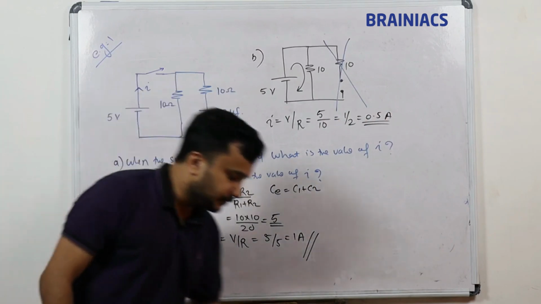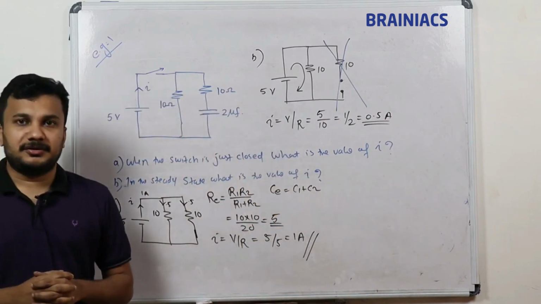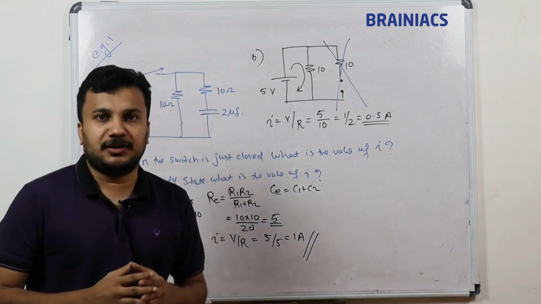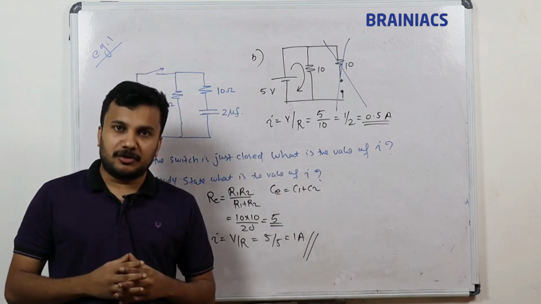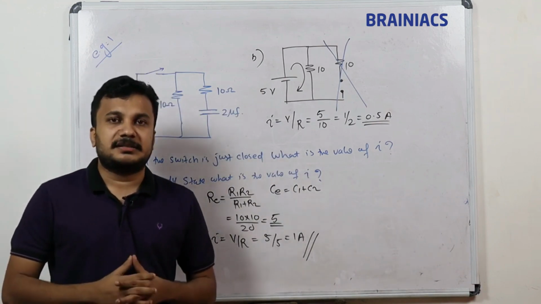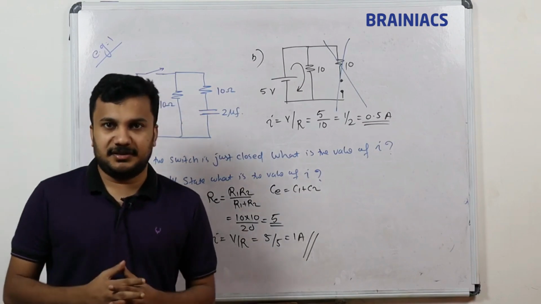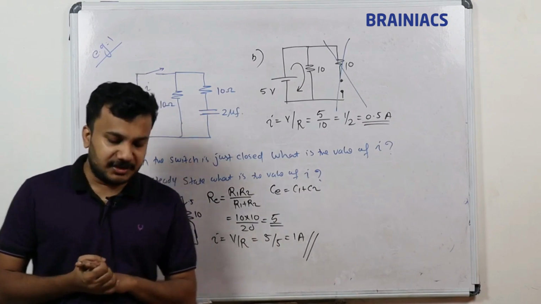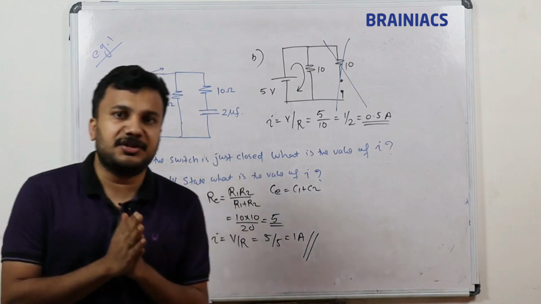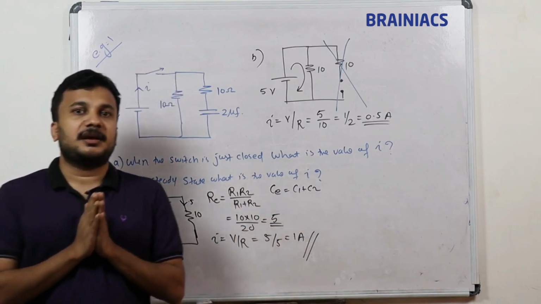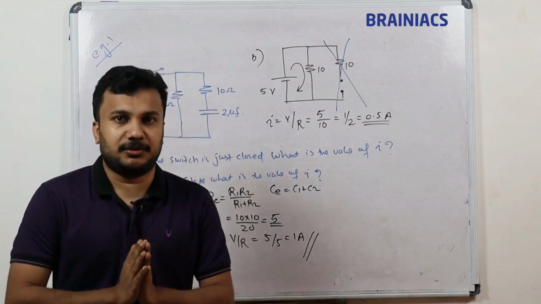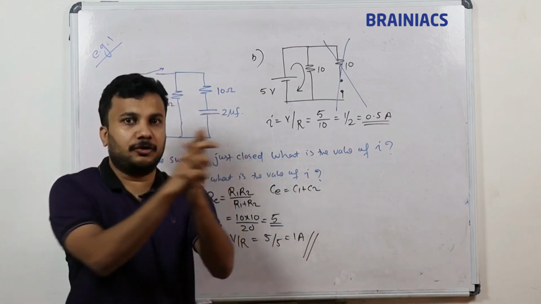This is the case. Hope you understood what we have done so far. We have learned about two important concepts: one is called transient state, another one is called steady state. The main highlight of today's topic is that in transient state, the capacitor acts as a short circuit. Put this in a box in your notebook.